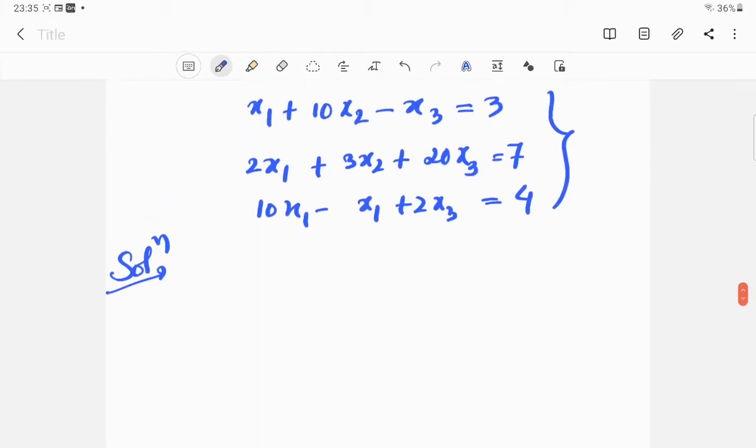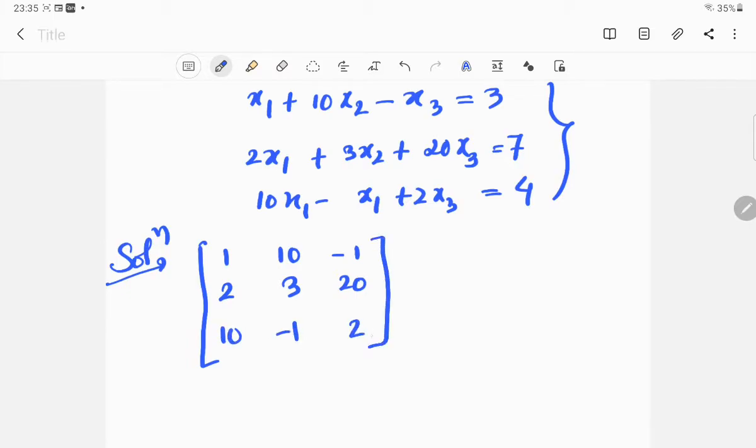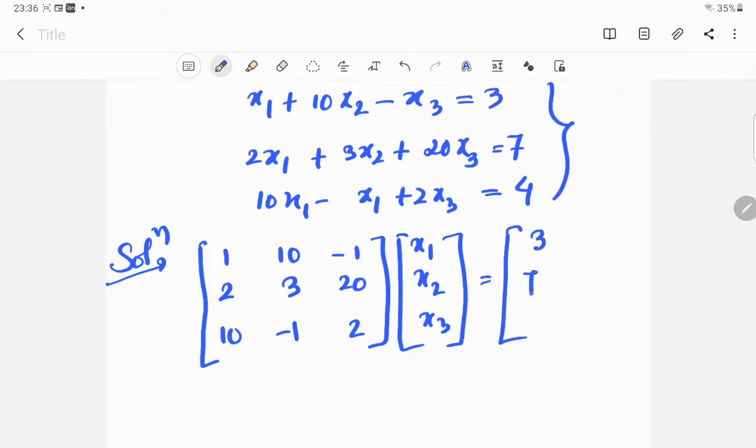So first of all, I will write this in the matrix form. Matrix form means let us write here 1, then 10, then minus 1, then 2, then 3, 20, then you have 10, then you have minus 1, then you have 2. Okay, and you have x1, x2, x3. So I am writing the matrix form, and the right hand side known value matrix is 3, 7 and 4. So simply it looks like Ax equal to B.